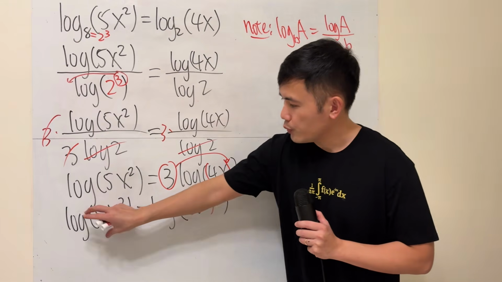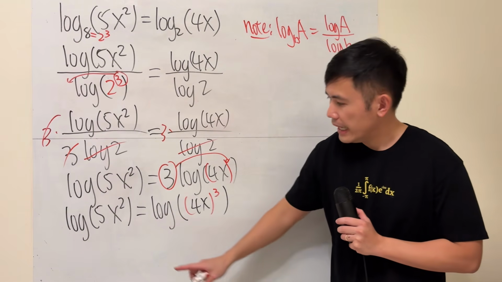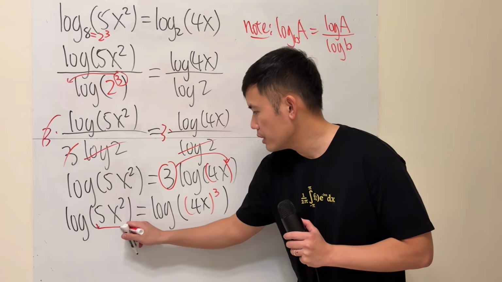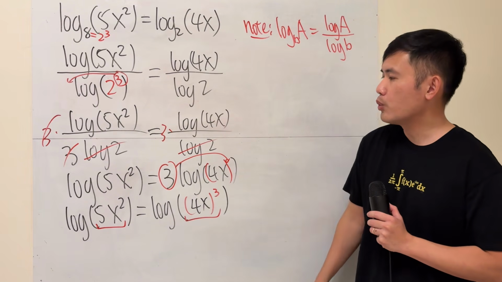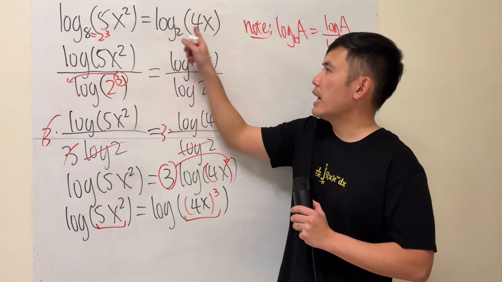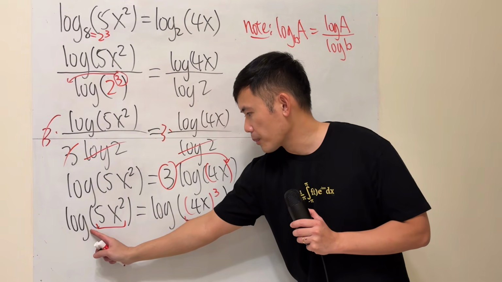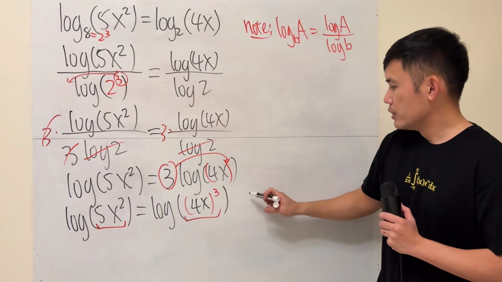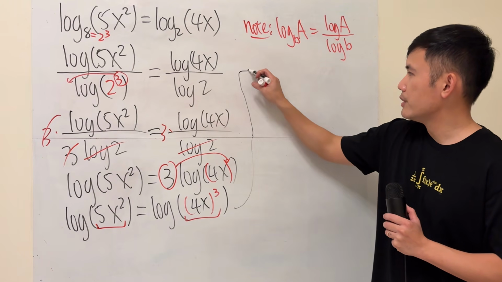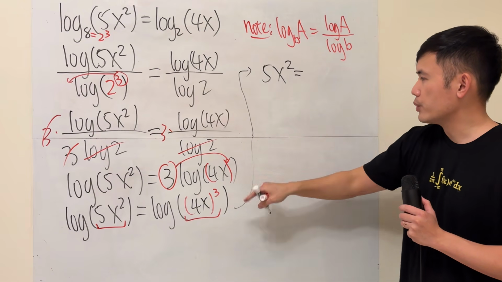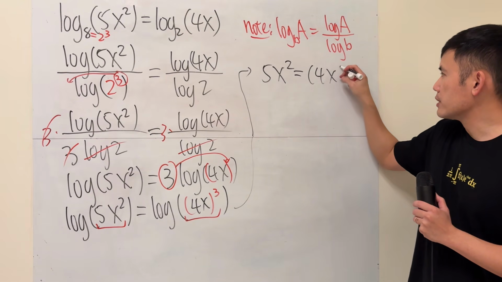Now, when we have two logs equal to each other and the bases are the same now, that means the input has to be equal. Earlier I couldn't do that because the bases are different. Right now we could because this is log base 10, likewise that. So we can continue. We are just going to get 5x squared being equal to 4x to the third power.